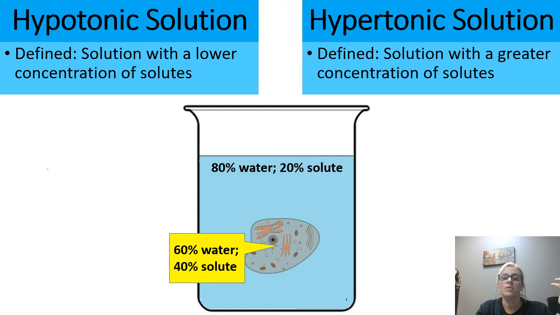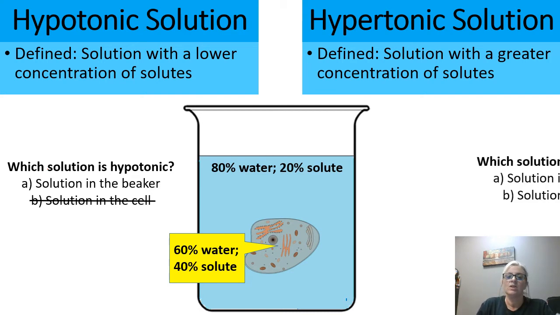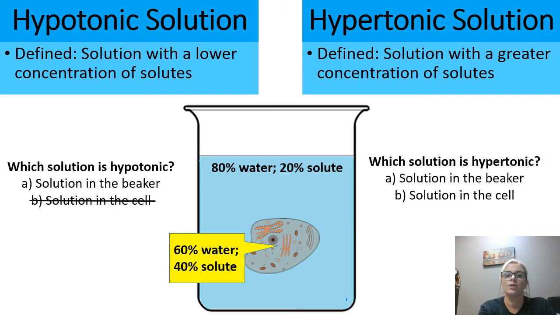So here in the beaker, in the solution, we have 80% water and 20% solute. But in the cell, the solution in the cell is 60% water and 40% solute. So where is the hypertonic solution, hypotonic solution? Hypo means below, right? And so that's going to be one with the lower concentration of solutes. So the lower concentration of solutes is here. We have 20% solute versus 40% solute here. So the one in the beaker in this particular example is going to be the one that is hypotonic.